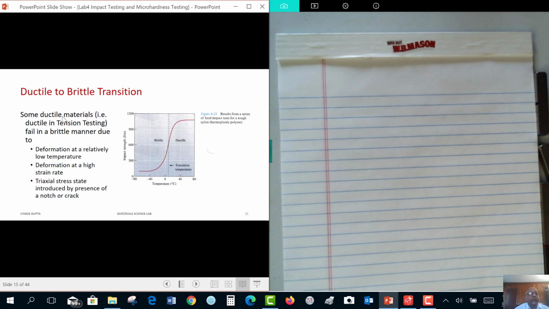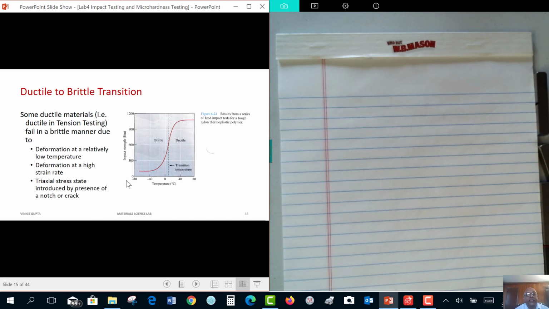It turns out that some ductile materials, which are ductile in tension testing, fail in a brittle manner. So there is a ductile to brittle transition. Now this transition can happen because deformation is at a relatively low temperature. Or maybe the deformation is at a high strain rate. A third possibility is that there is a triaxial stress state introduced by presence of a notch or crack. So often we are interested in the effect of testing temperature, or temperature of service, on this impact toughness.